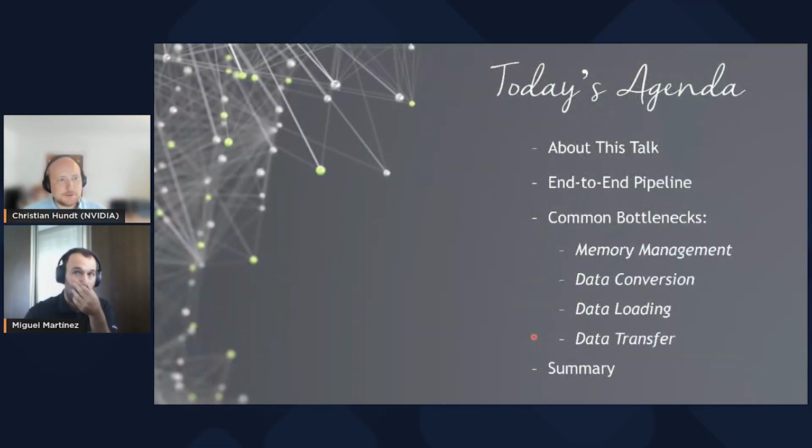We present a talk about machine learning interoperability, and this is our agenda for today. We will, in the beginning, motivate the talk: why you would need machine learning framework interoperability, and we do that by introducing an end-to-end pipeline. And having this pipeline, then we can discuss common bottlenecks such as memory management, data conversion, data loading, data transfers. In the end, we wrap up the talk and we give a summary, some take-home messages, as well as information for you so you can try this at home.